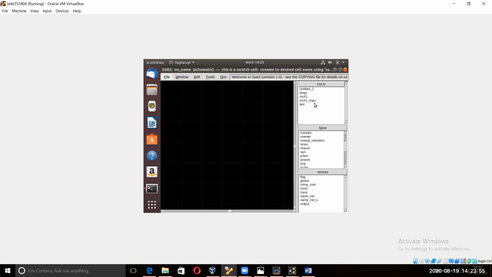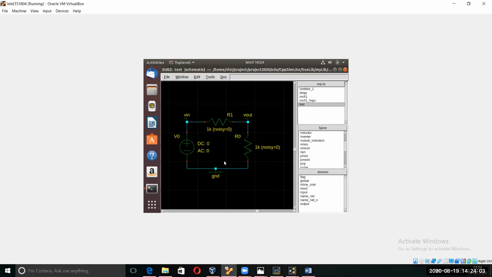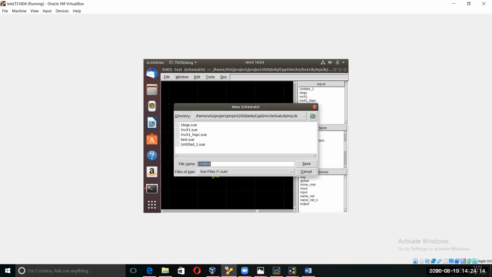So first, before creating the schematic, we have to create a new schematic. On the existing schematic, this test, just click this one. It has a schematic over here, a resistor divider, a voltage divider. Then you go to File and press New Schematic. Here you see the directory, the path name is specified. I've already done the ID VGS one and saved it, but I'm just showing you how to do this.